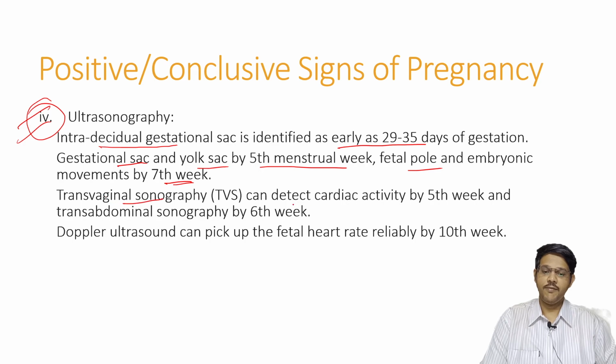Then transvaginal sonography can detect cardiac activity by the 5th week and transabdominal sonography by the 6th week. Doppler ultrasound can pick up fetal heart rate reliably by the 10th week. So ultrasonography can confirm that the woman is pregnant as early as the 5th to 7th week by the presence of fetal heart sounds, which can be done by transvaginal ultrasonography.